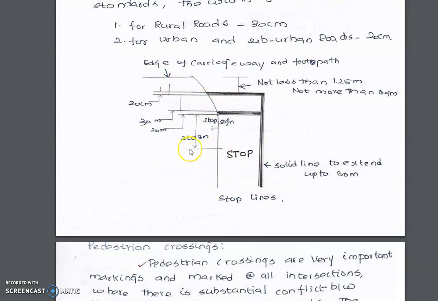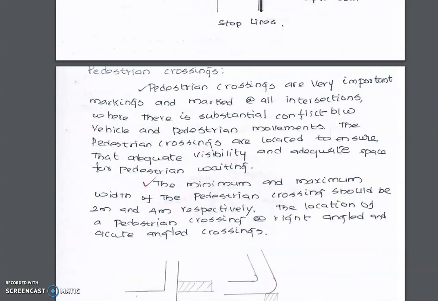Okay, so here we have to take 2 to 3 meter, then here up to 30 meter, then here up to 20 centimeter. So the distance should be not less than 1.25 m and not more than 9 meter. Okay, so likewise we have to design the road area with a perfect geometric design in the alignment area.